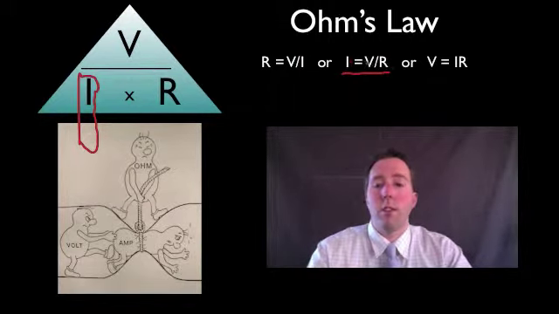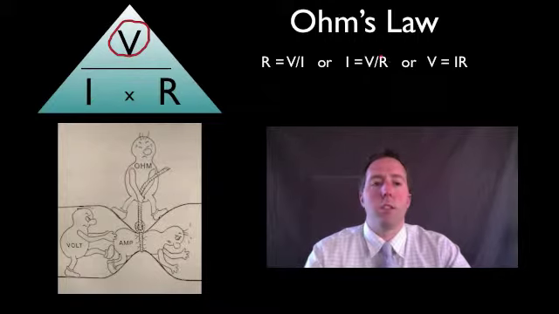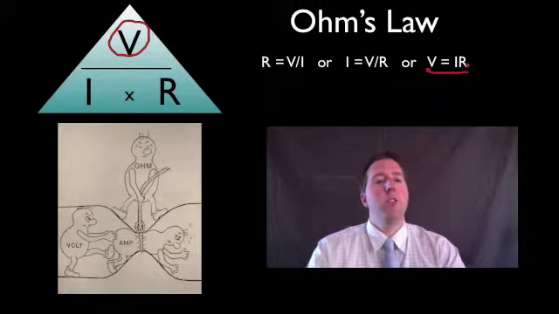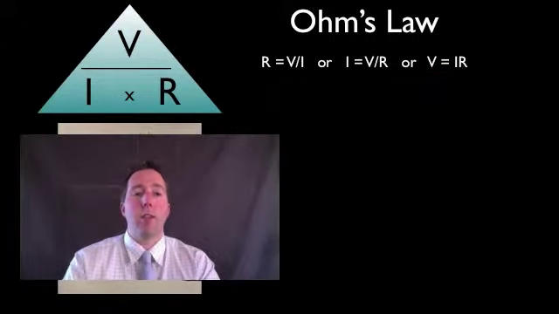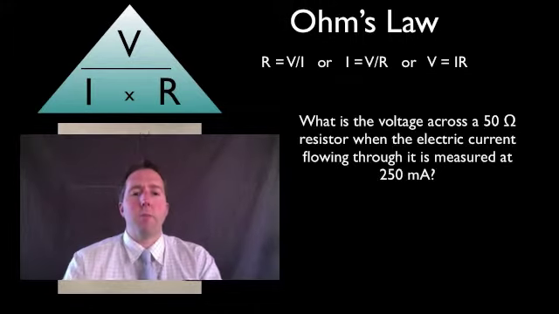And the last one, if we want to know the voltage of an electric circuit, then it's just current times resistance. So again, voltage equals current times resistance. And you can use Ohm's law to calculate things about electric circuits. So I've got a bit of an example here.